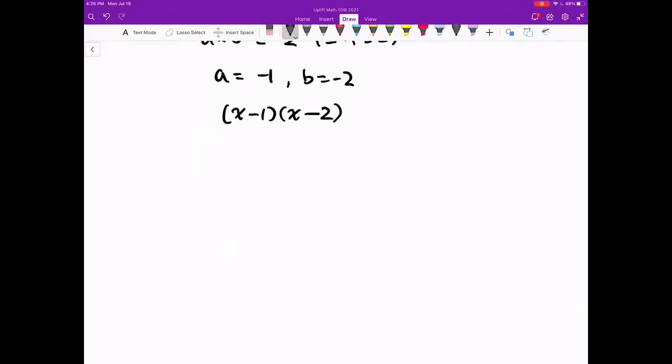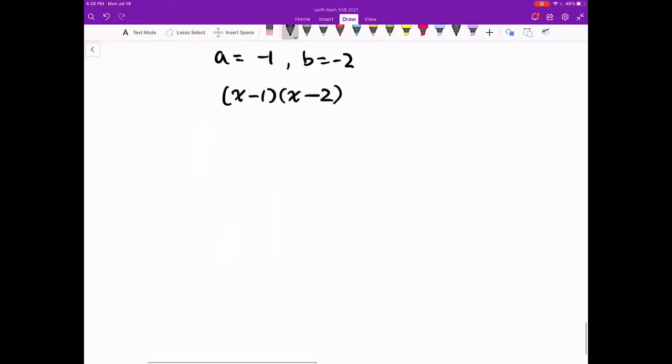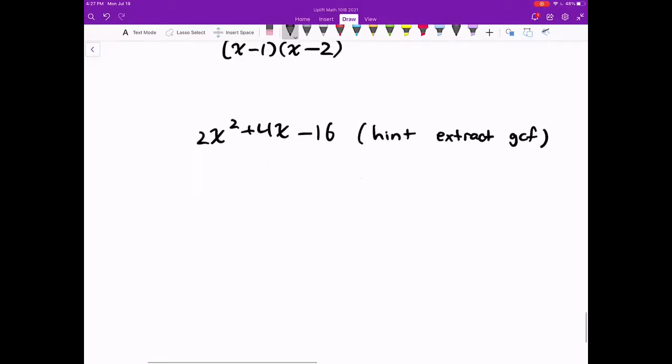Some examples for you guys to try out. Let's do 2x squared plus 4x minus 16. The hint is to first extract the GCF. When you're done, you can just type your answer into the chat.